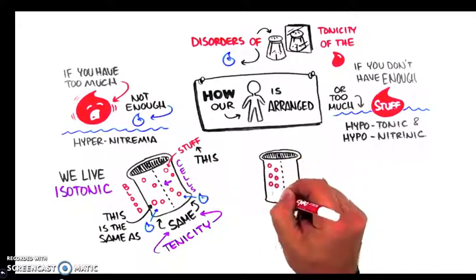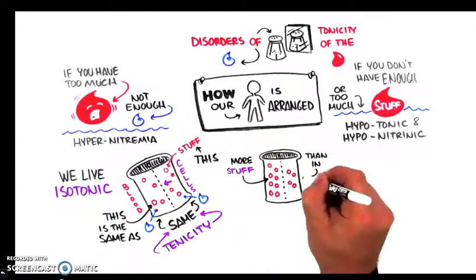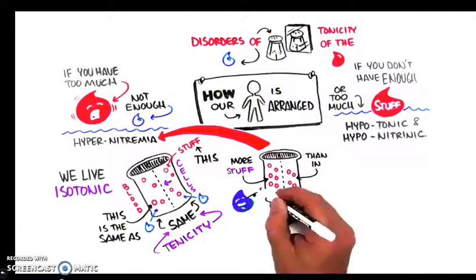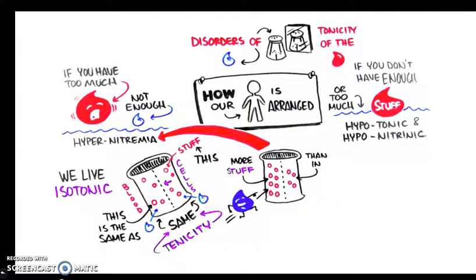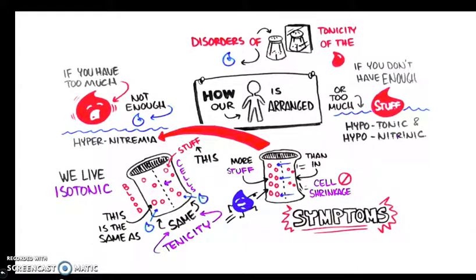Now, if you had too much stuff, hypernatremia, there's more stuff in the blood than there is in the cells. And water is going to go to an area of higher concentration. So water is going to leave the cells across that semi-permeable membrane and into the blood. The impact that this has is that the cells are going to shrink. This balances out the water, but cell shrinkage is no good. That's going to provoke some symptoms.